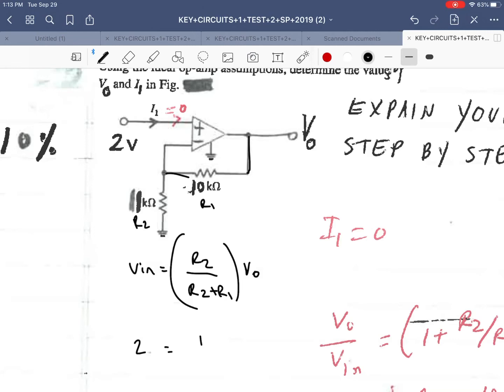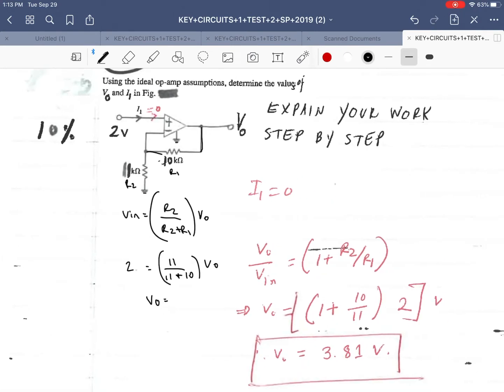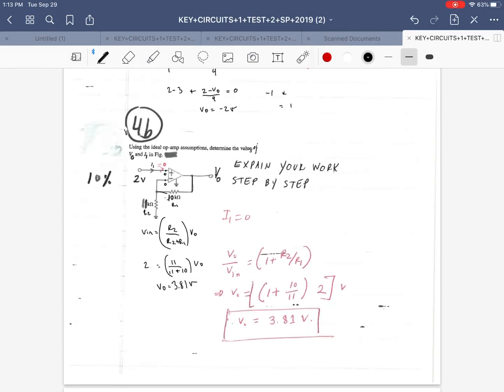So this is going to be R2, this is R1. Vn is 2 volts, is equal to 11 over 11 plus 10 times VO. If you solve for VO, that will give you 3.81 volts. The current, remember the current flowing both into here and into here is always equal to 0.